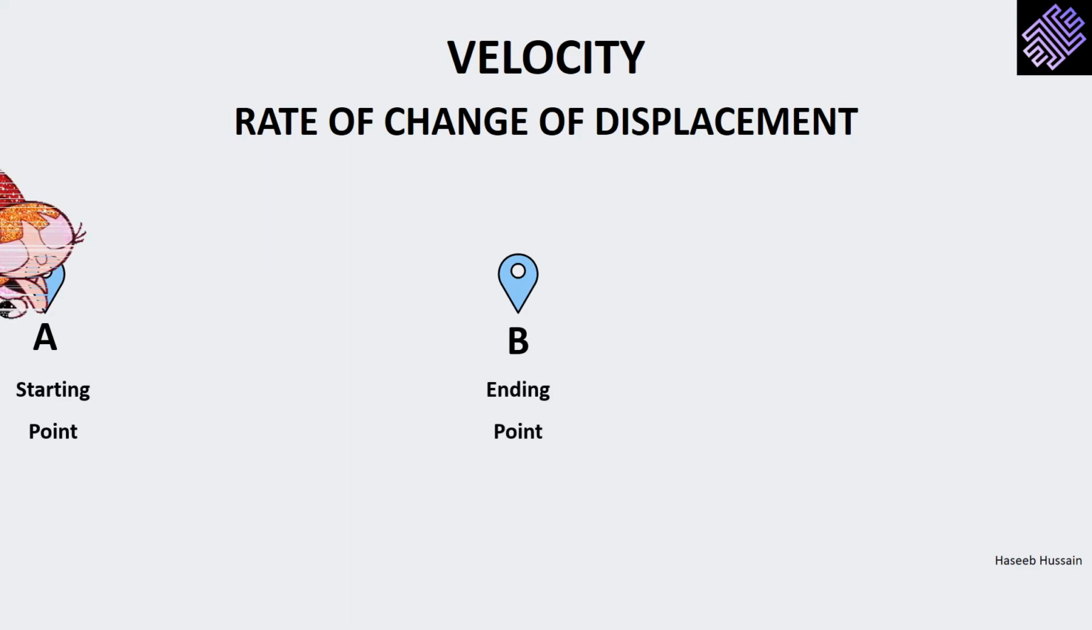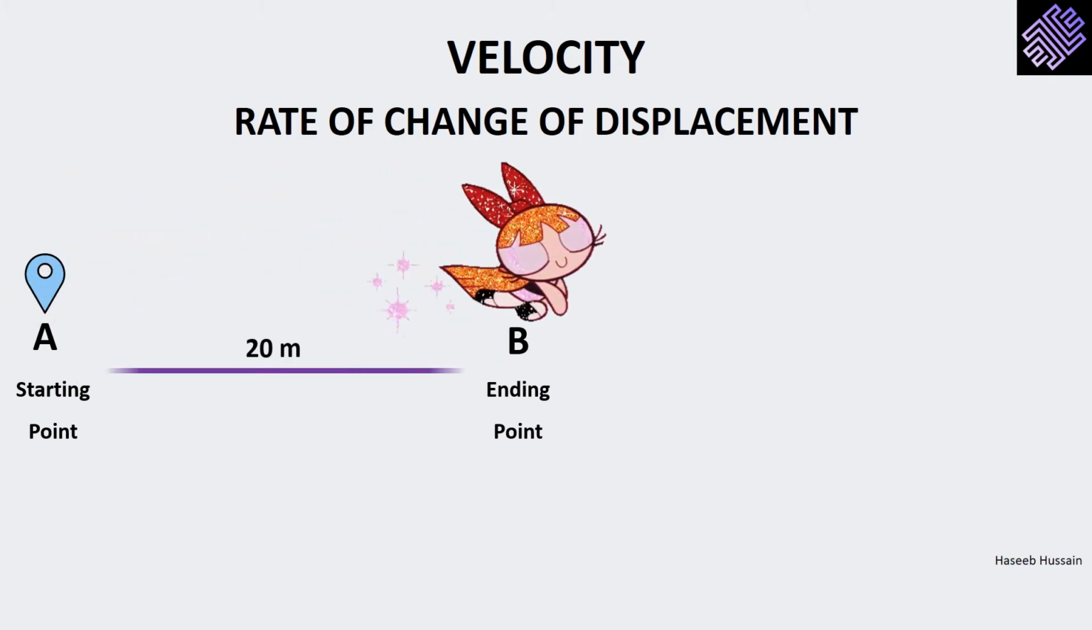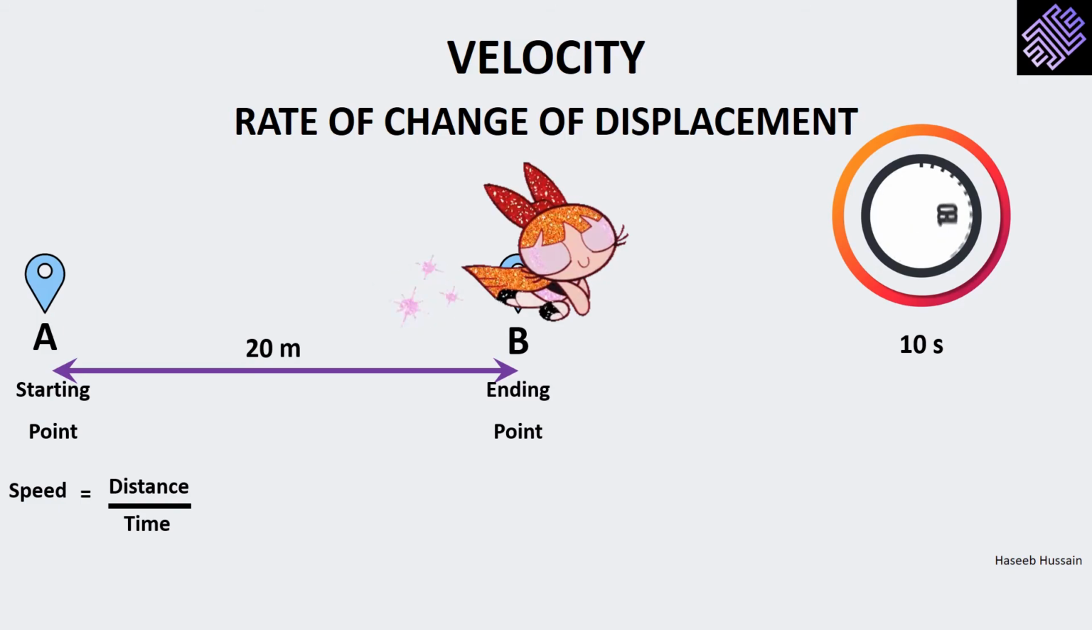Consider 2 points, A and B, with A being the starting point and B being the ending point. Blossom moves from point A to point B, and as she moves, she covers a distance of 20 meters. She took 10 seconds to cover that distance. Her speed is the ratio of her distance to her time. So 20 divided by 10, her speed is 2 meters per second.